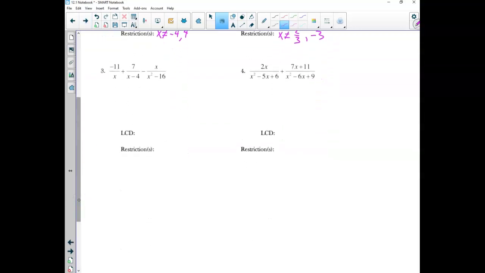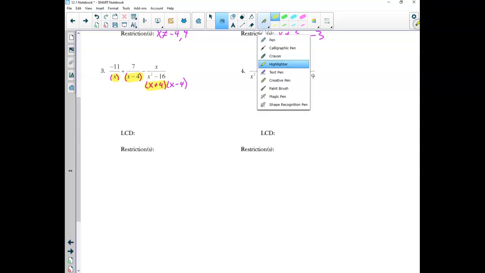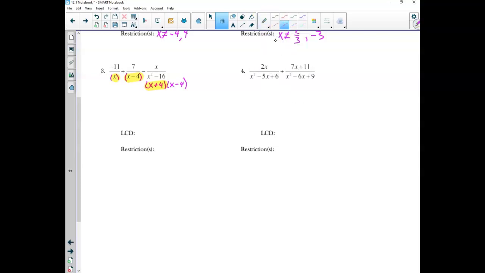Well, I need to go through. That's factored, that's factored. This is x plus 4 times x minus 4. So what's my least common denominator? Well, everybody needs an x, everybody needs an x minus 4, and an x plus 4. See, that last fraction already has the x minus 4, so I don't need to list that again. So my least common denominator is here and here.